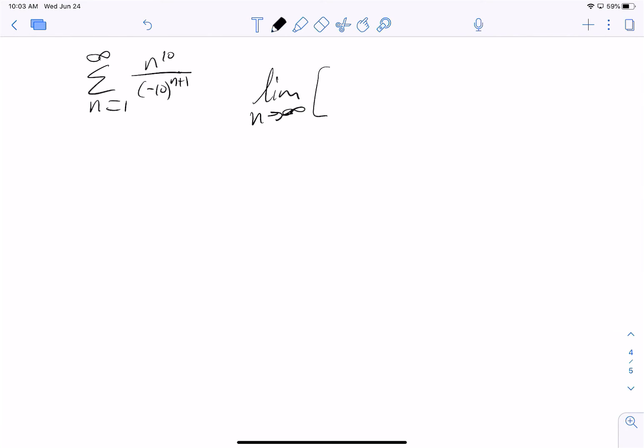So I've got the limit as n approaches infinity of n plus 1 to the 10th power divided by 10 to the n plus 2. That's what happens when I plug in n plus 1 in place of n, times the reciprocal of what would be the denominator, so 10 to the n plus 1 divided by n to the 10. Now, I have n plus 1 factors of 10 in the numerator. I have n plus 2 factors of 10 in the denominator. That means there's one more factor of 10 in the denominator, and so 10 to the n plus 1 divides out, leaving me with one factor of 10 in the denominator.